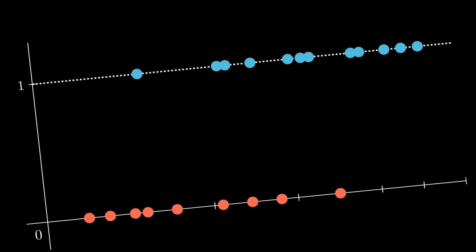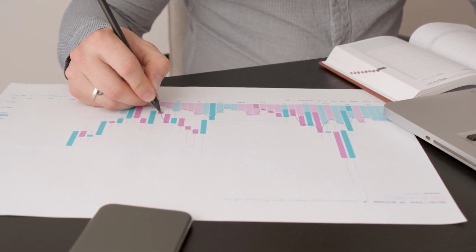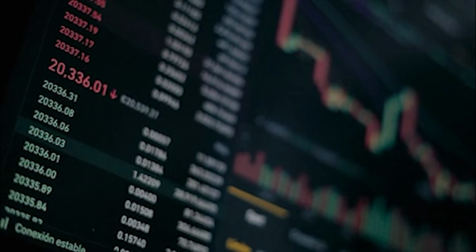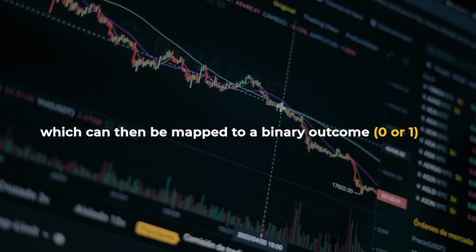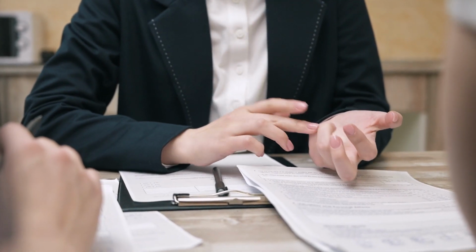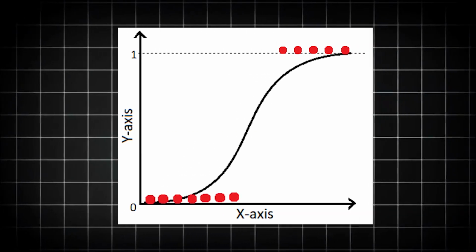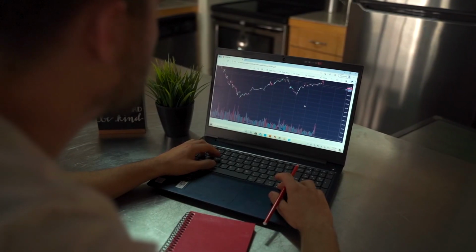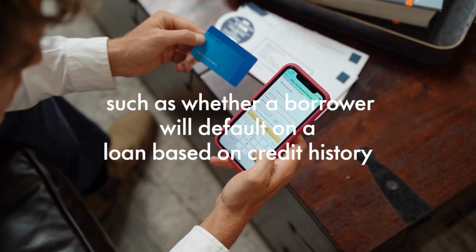While linear regression predicts continuous outcomes, logistic regression is designed for binary outcomes, such as yes-no decisions. Instead of producing exact numeric predictions, logistic regression estimates the probability of an event occurring, which can then be mapped to a binary outcome, 0 or 1. The logistic regression model is essential in classification tasks where financial institutions need to assess outcomes like loan defaults or credit risks. The output is a probability between 0 and 1, representing the likelihood of a particular event, such as whether a borrower will default on a loan based on credit history.